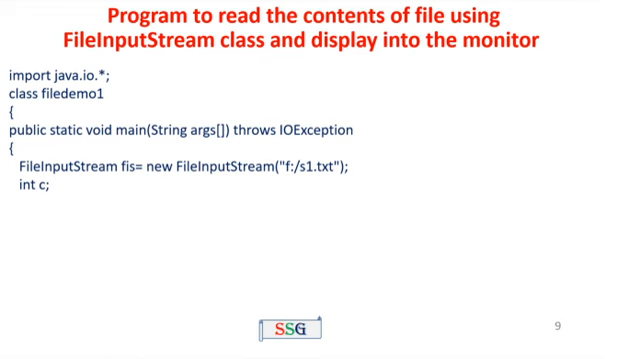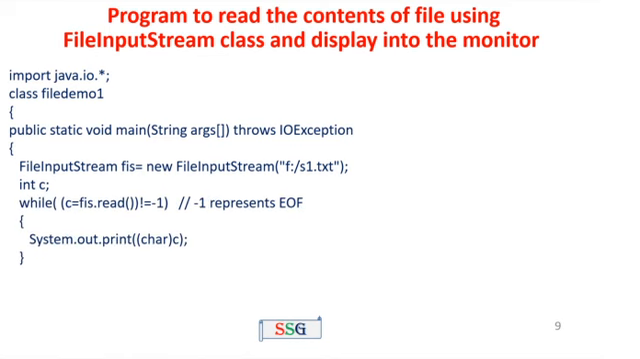Here using the FileInputStream class, FileInputStream fis is the object name, = new FileInputStream("f:/s1.txt"). Already the s1.txt content is welcome to IT department. The same file we have taken as input for the second program. The next one, int c. Then while c is equal to fis.read().